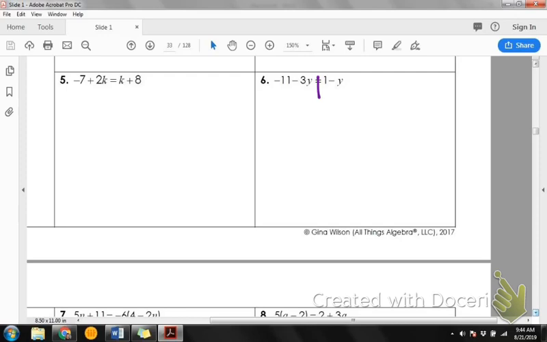All right, what are we starting with? Chelsea, what are you starting with here? What's your first step? Okay, what are you doing with that y? Okay, so we're going to add y to both sides. Is that what you're saying? Okay. Add y to both sides. So I have negative 11 minus 2y, right? Because opposite signs we subtract.